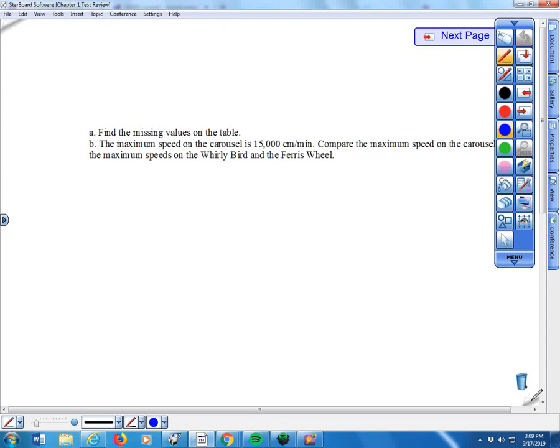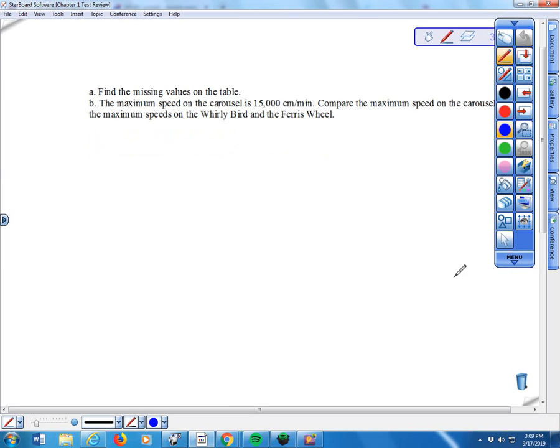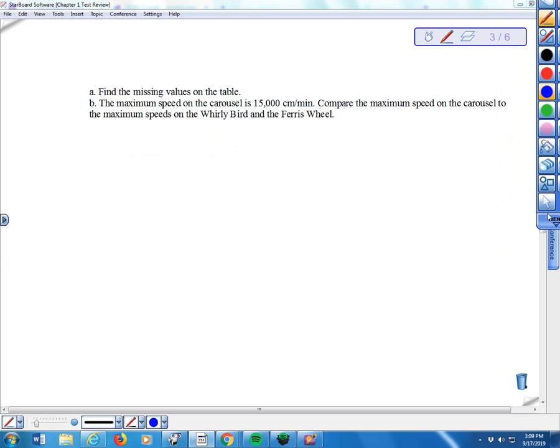And then I do this one. The maximum speed on the carousel is 15,000 centimeters per minute. Compare the maximum speed on the carousel to the maximum speeds on the whirlybird and the Ferris wheel. So let's just put it in meters per minute, because we already have that column on the whirlybird and Ferris wheel. So I take 15,000 centimeters per minute.